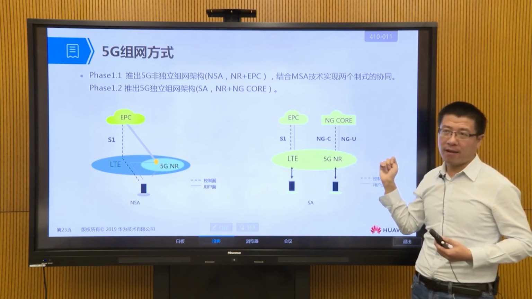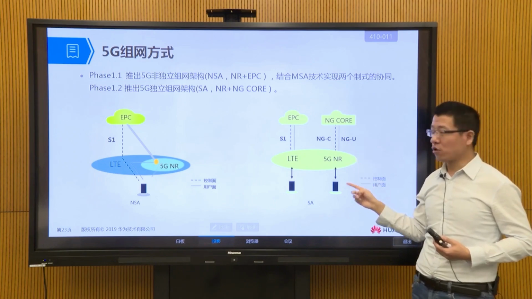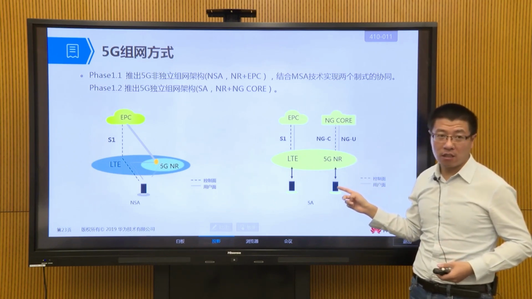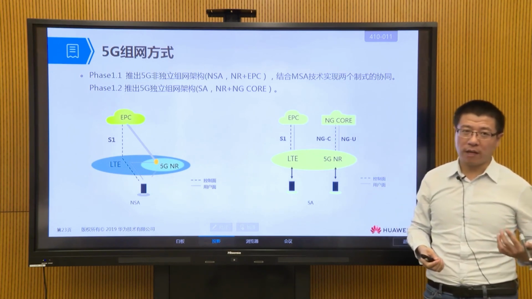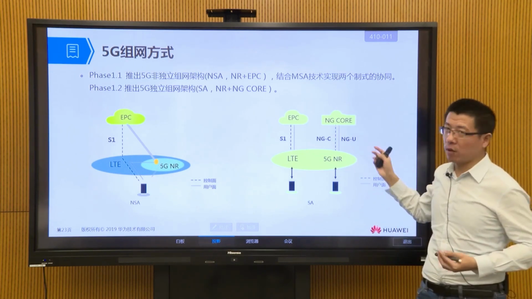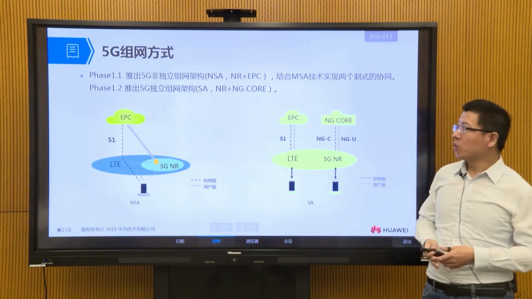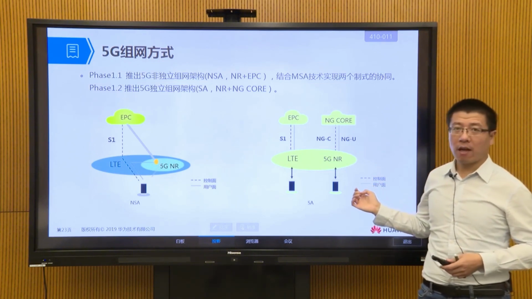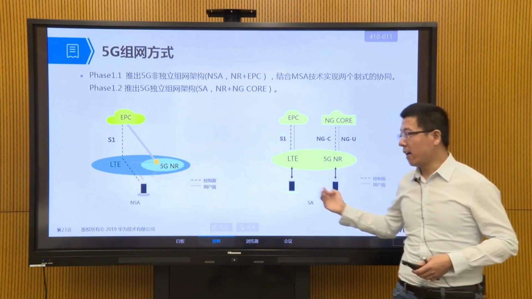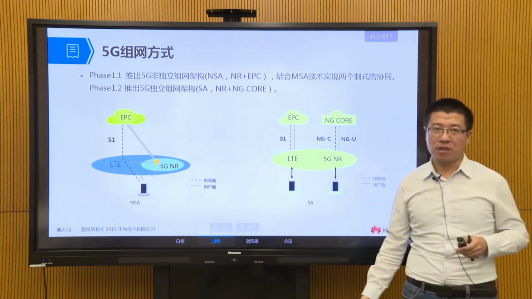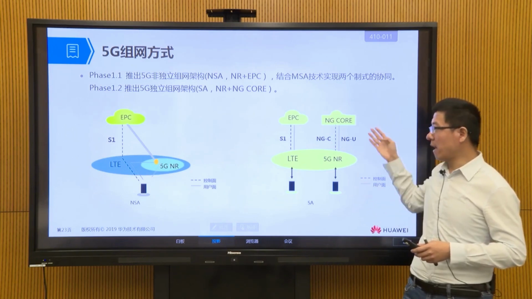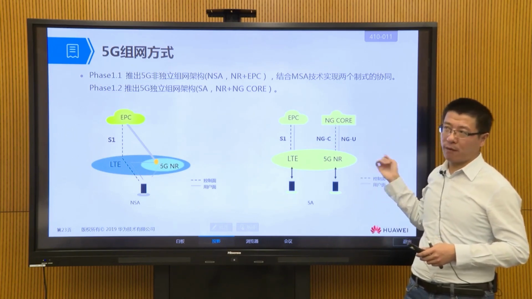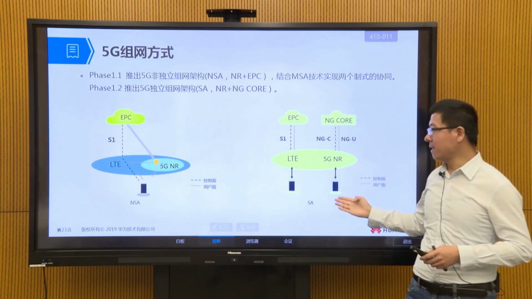So these are our two networking methods. They each have their own characteristics. NSA allows us to quickly build networks. SA can support our future diversified slicing services, but SA is our final evolution network, the ultimate target network, because a very important point of our 5G is to enable vertical industries. It enables vertical industries through slicing, but only this SA standalone networking method supports slicing. Okay, these are our two 5G networking methods, NSA and SA.